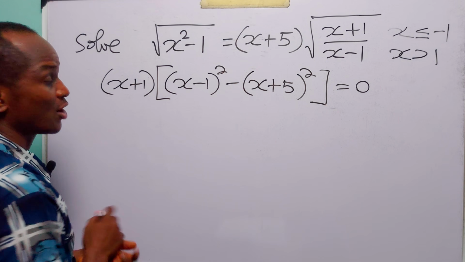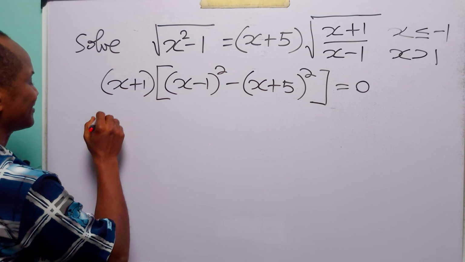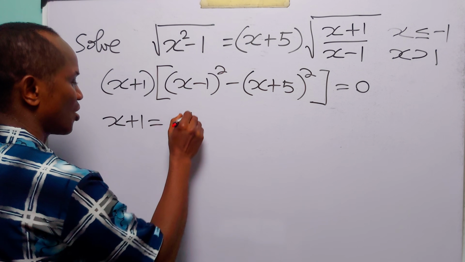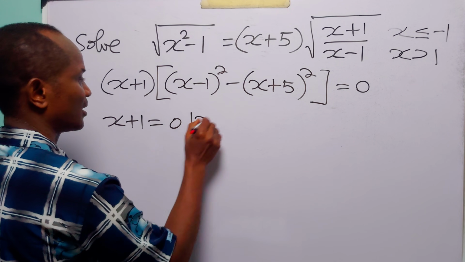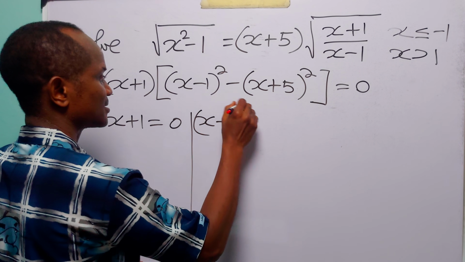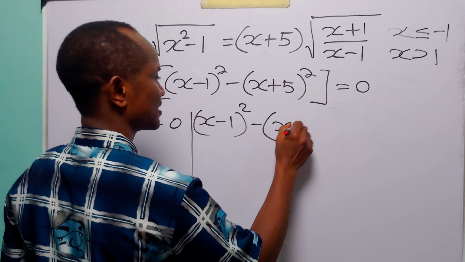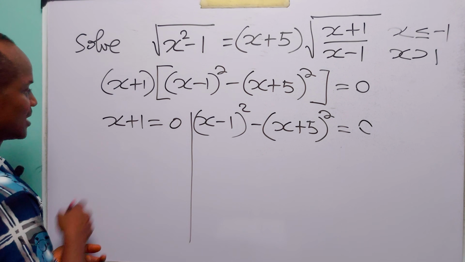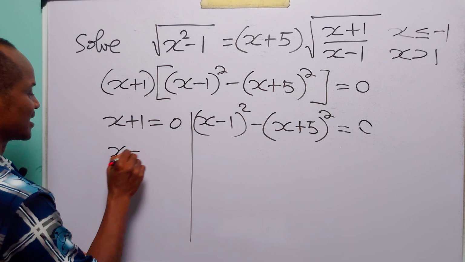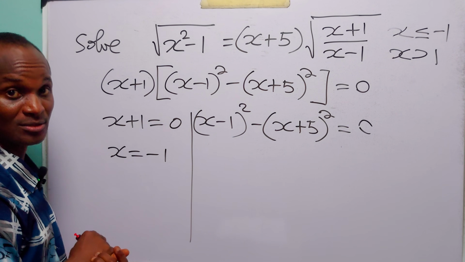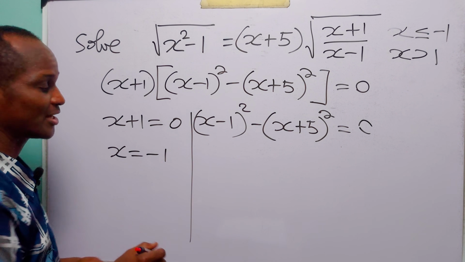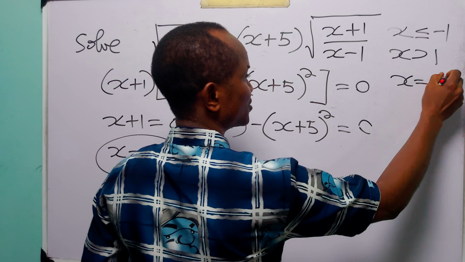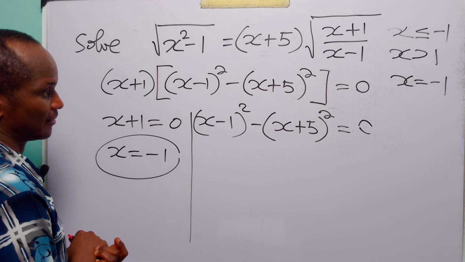And of course, from here, we can conclude that either x plus 1 is equal to 0 or x minus 1 squared minus x plus 5 squared is equal to 0. Now, of course, from here we have that x is equal to minus 1. So already we have found one value of x that satisfies this radical equation, that is minus 1.